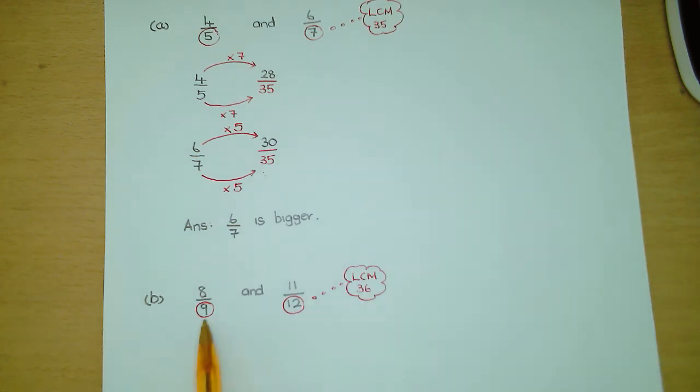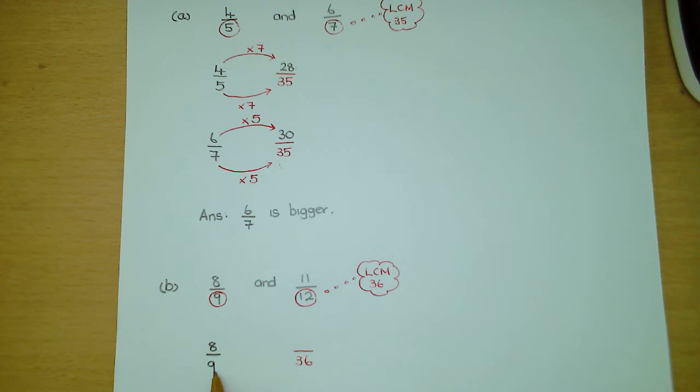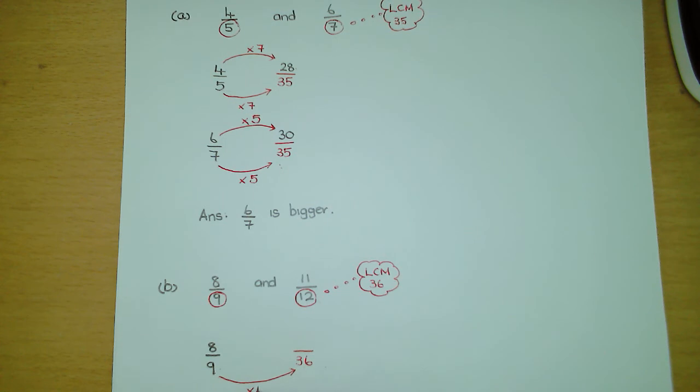So what we're going to do is take each fraction and turn it into an equivalent fraction with a denominator of 36. So let's take 8/9. We want to make it into an equivalent fraction with a denominator of 36. So we start with the 9 and the 36 because we know the two denominators that correspond here. So we have to multiply 9 by 4 to get 36.